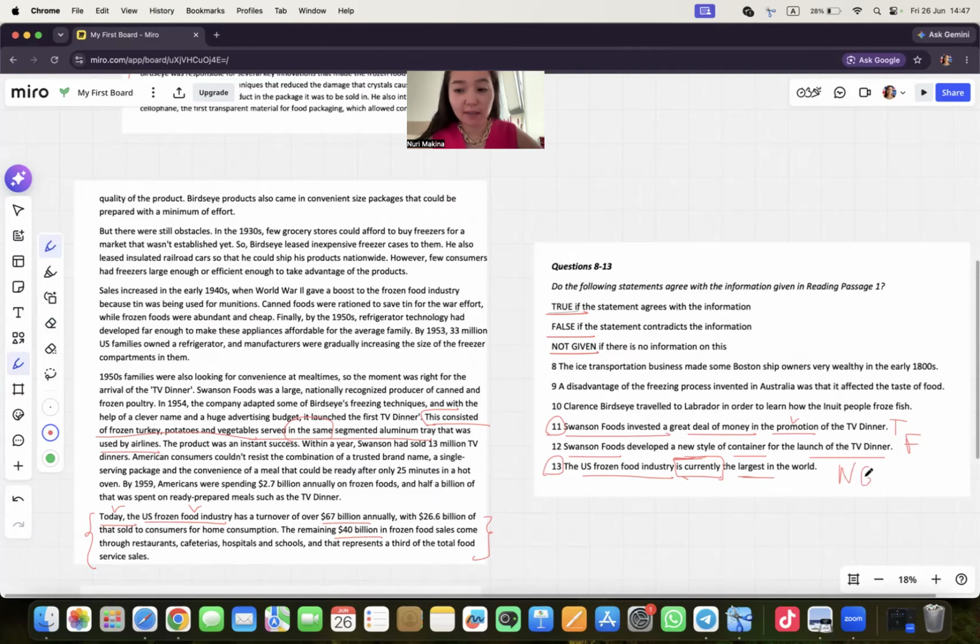Okay. So this is the difference between not given and false. I hope it was clear for you because, as you can see, you mark it not given when there is no information on this. But false is when you try to find this information, the information will be given, but it will have different, opposite meanings. So yeah, we've got it.